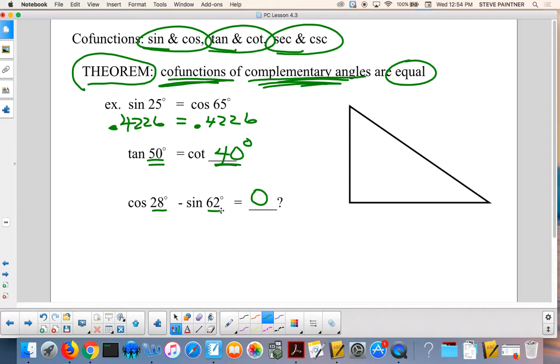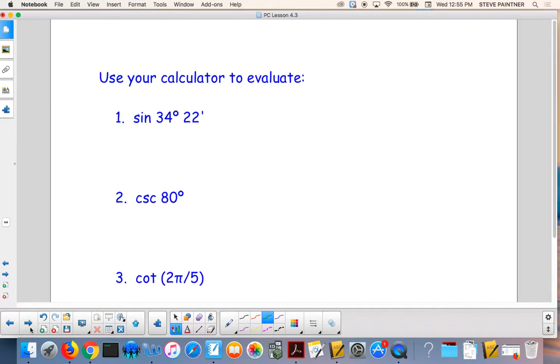The answer to this problem will be what? The exact same number, whatever. I don't care what it is. Let's just pretend it's 0.426 minus 0.426. You're gonna get what? 0. You don't even have to know what it is. You just have to know they're the same. Same minus same is 0.